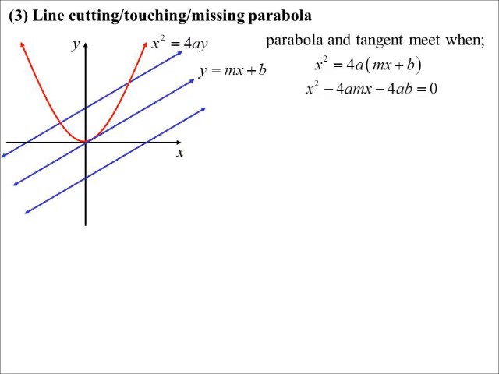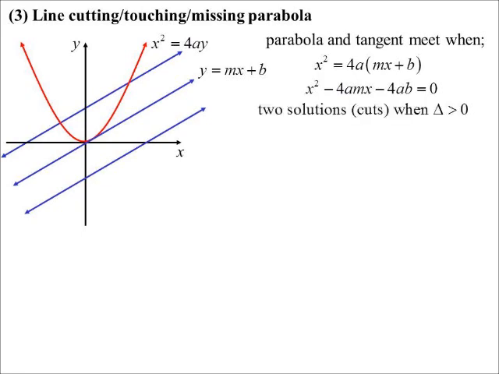So making it look like a quadratic, there it is. X is the pronumeral. And of course m is the slope of the line, a is our focal length, b is the y-intercept there. Now we go back to our quadratic idea and the discriminant, because the discriminant tells us how many solutions.